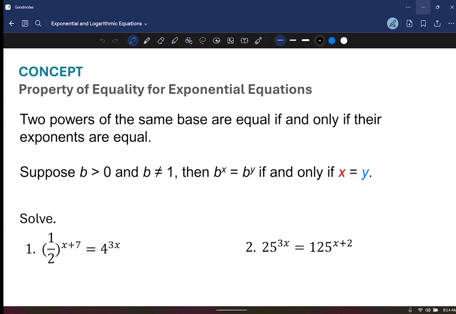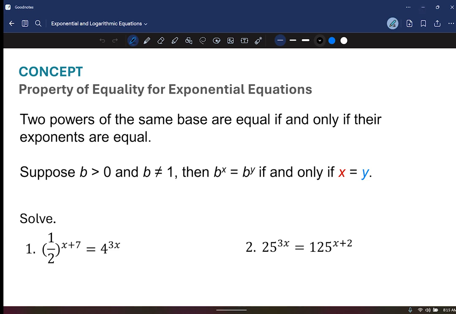In this lesson, we're discussing exponential and logarithmic equations, all right? So the property of equality for exponential equations states that two powers of the same base are equal if and only if their exponents are equal. So we're going to suppose that b is greater than 0, b is also not 1, then b to the x would equal b to the y if and only if the x and the y are equal.